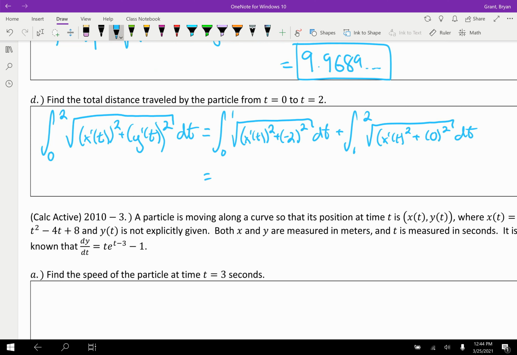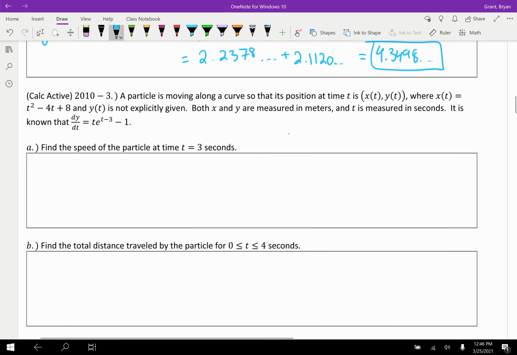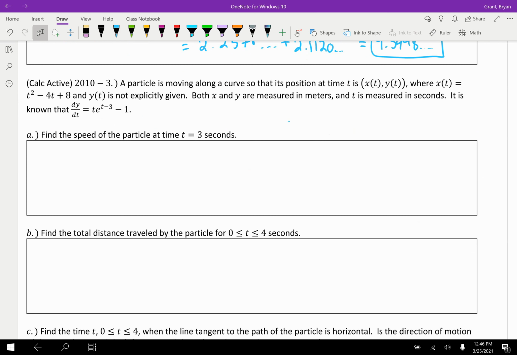And when you finish doing that, you're going to find you get 2.2378 plus 2.1120, and that gives you 4.3498, so on and so forth. And there is our total distance. All right. Moving on to our second parametric or vector valued function, we have another calculator active problem from 2010.